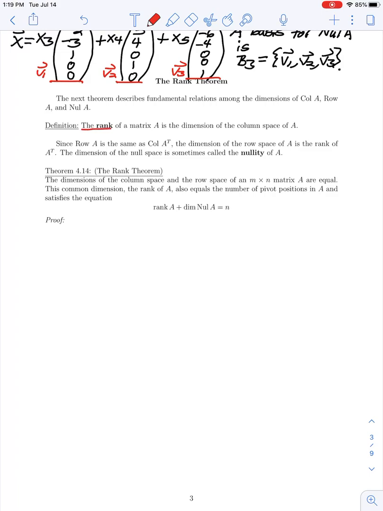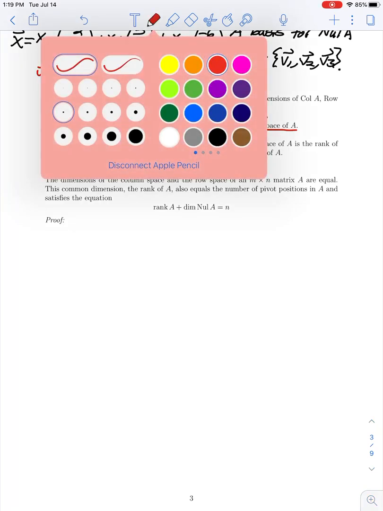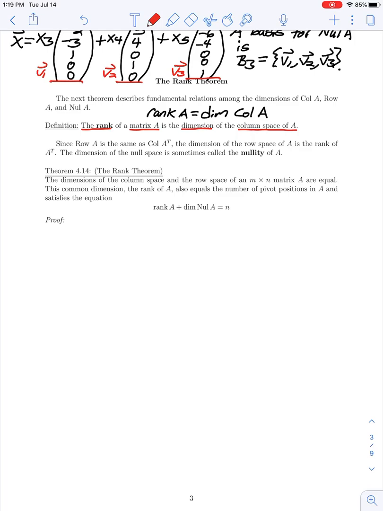So we will define the rank of a matrix A as the dimension of the column space of that matrix. So here we could say that the rank of a matrix A is equivalent to the dimension of the column space of that matrix A. Now, another way to think about this would be as follows. Since the row space of a matrix A is the same as the column space of A transpose, then the dimension of the row space of A is the rank of A transpose.